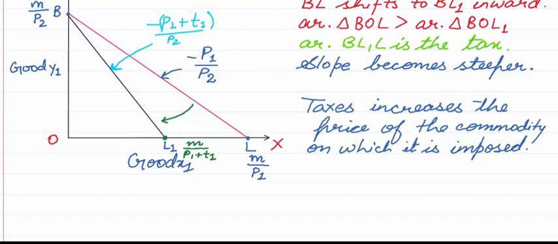Here we can also say that since a tax T1 has been imposed on goods X1, it has increased the price of X1 commodity from P1 to P1 plus T1. So it has a negative effect on the consumer because now the consumer can afford less amount of goods X1. Now let us see what will happen if a subsidy is given instead of imposition of tax on X1 commodity.